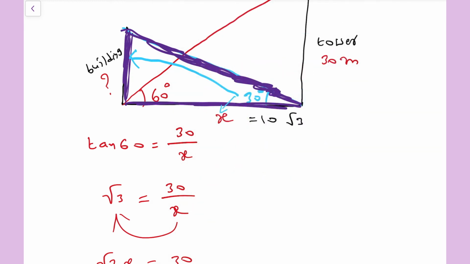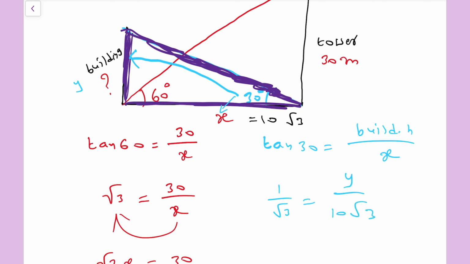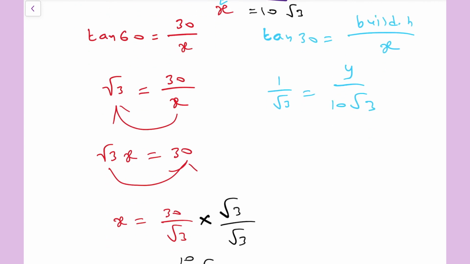So let us apply tan 30. Tan 30 equals opposite, the building, we don't know, so I am writing just building height, divided by adjacent, which is x. Tan 30 is 1 by root 3 equals building height, I don't know, so I am taking some alphabet y, y divided by the x value, we got it as 10 root 3. Left side denominator, right side denominator, root 3 will get cancelled. Then we remain with 1 equals y by 10.